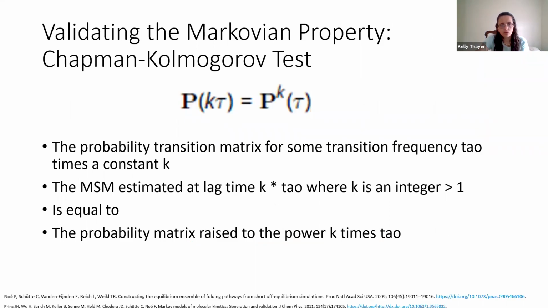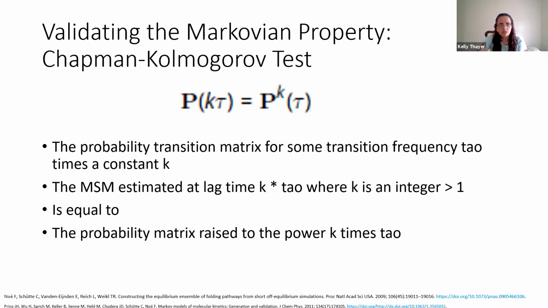Another thing we may wish to do is validate the Markovian property, and that is done using the Chapman-Kolmogorov test. So the idea here is that the probability transition matrix for some transition frequency tau times a constant k, or the estimated lag time k times tau, where k is an integer greater than 1, is going to be equal to the probability matrix raised to the power of k.